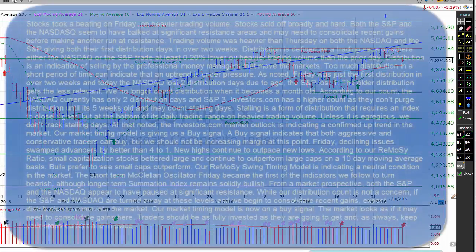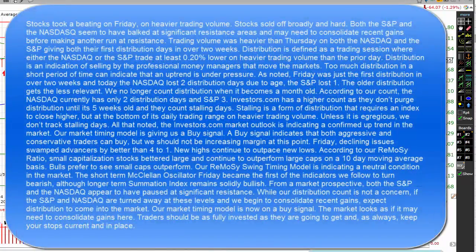But before we do that, stocks took a beating on Friday on heavier trading volumes. Stocks sold off broadly and hard. Both the S&P and the NASDAQ seem to have blocked at significant resistance areas and may need to consolidate recent gains before making another run at resistance.